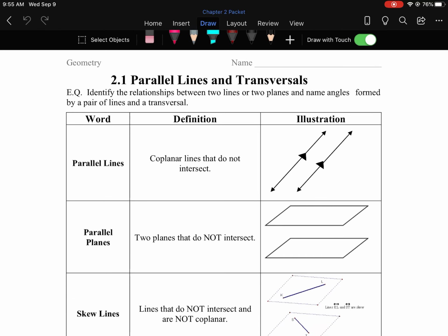I'm going to back up just a little bit. These little triangles here, in case you're unfamiliar with them, sometimes they look like a triangle like that. Sometimes you'll just see some little lines. Sometimes you just see them to show that those are parallel, okay?